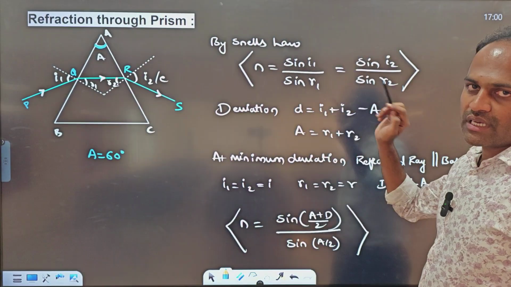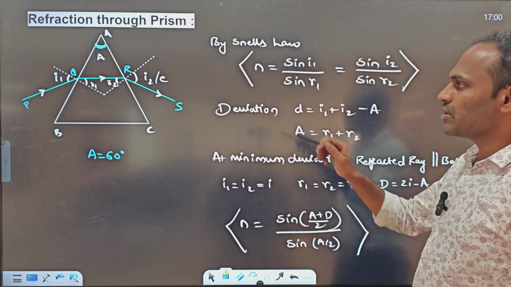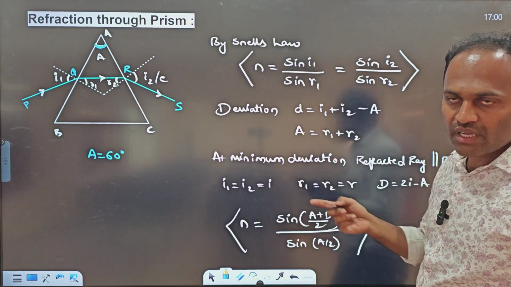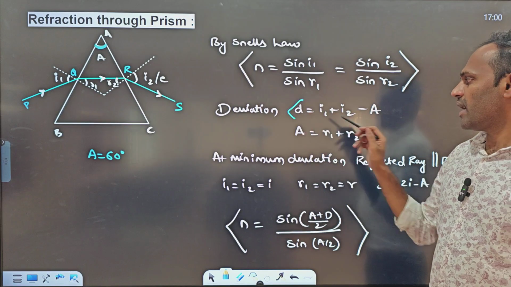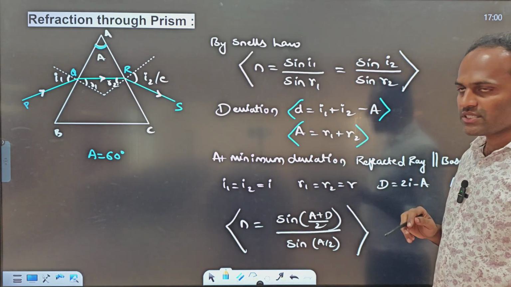It will be sin I1 divided by sin R1. For the second face it will be sin I2 divided by sin R2, right? Deviation produced by the prism is I1 plus I2 minus A. This is not minimum deviation, this is normal, non-minimum deviation. So deviation is given by I1 plus I2 minus A. Angle of prism is R1 plus R2.